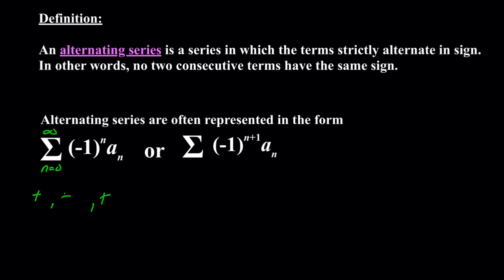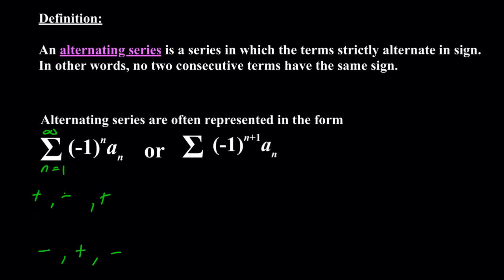Now, what happens if n is equal to 1 instead of 0, then your first term is going to be -1 raised to the first power, which would be negative. And then you would have -1 to the second power, which would be positive. Third power would be negative, and so on. So you can see all it does is it changes which sign comes first, positive or negative.